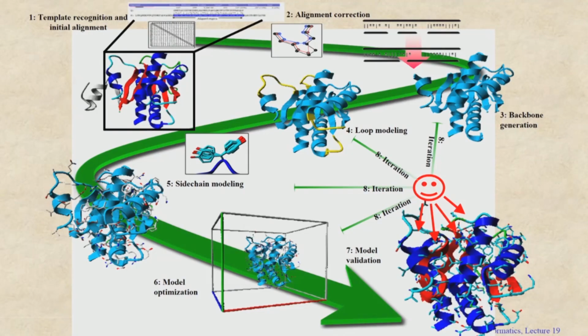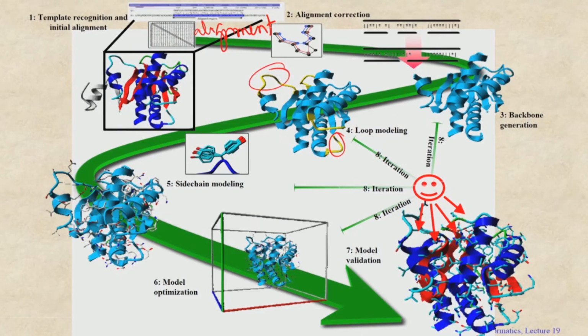Once we get the template, then go with the alignment corrections, right, here this is the alignment, and we check the alignment so that there will be fewer gaps in the alignment. Once we have the alignment correction, then we generate the backbones, because we take the same backbone, and then when the backbone is set, then look for the loops. Okay, here you can see several loops and model these loops, right.